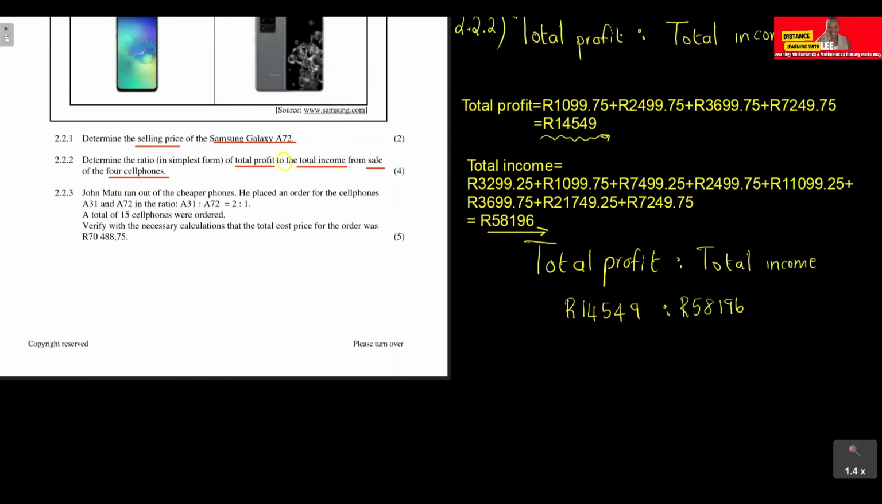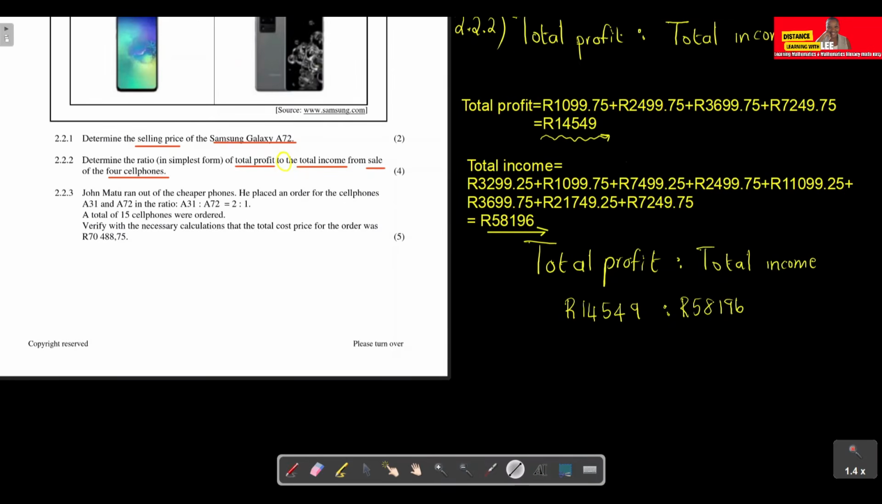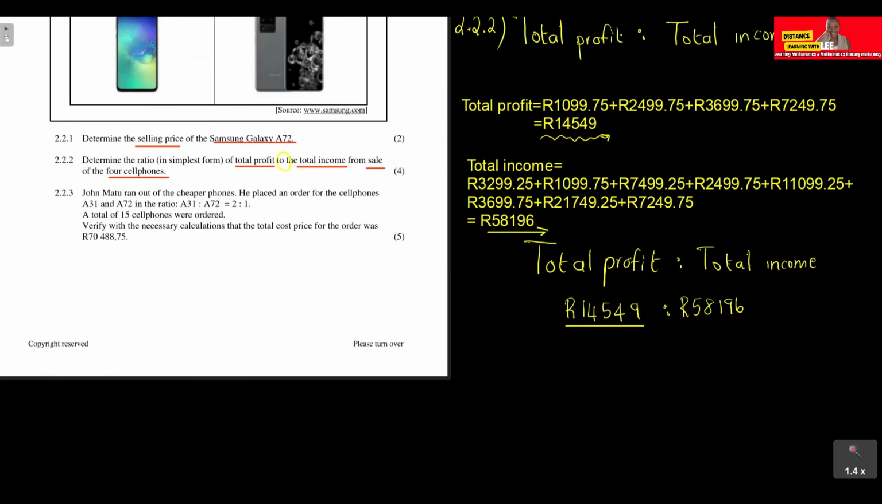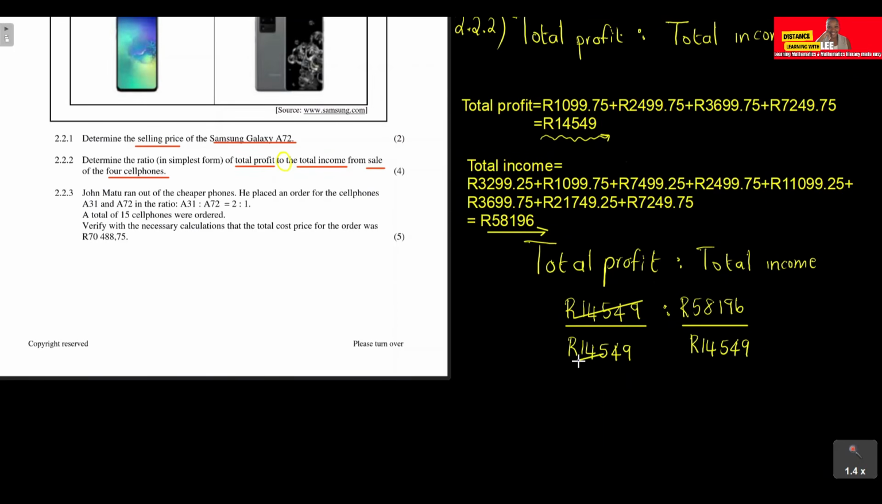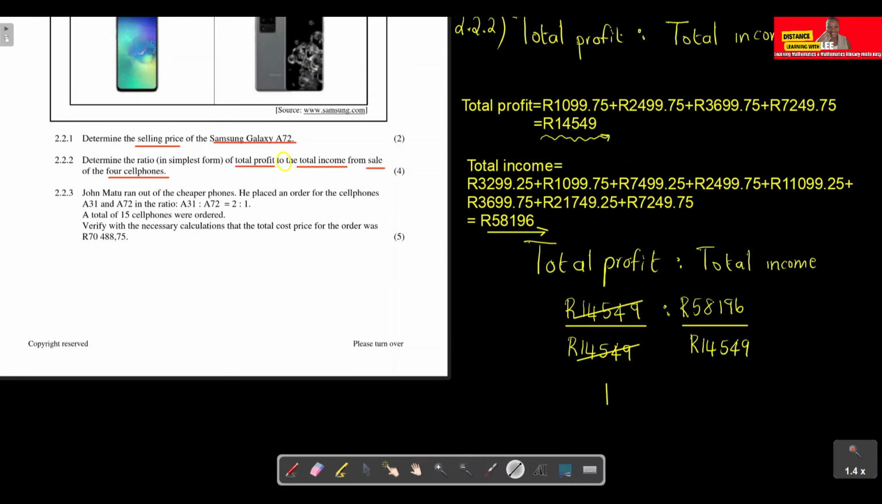However, I further went on to say that if they say you need to determine the ratio in simplified form, you want the ratio in the form of 1 is to something. For us to get it in the form of 1 is to something, we need to divide the left hand side by 14,549. And what you do on the left hand side, you also need to do on the right hand side. That gives you 14,549 divided by 14,549, which is 1, and then 58,196 divided by 14,549.